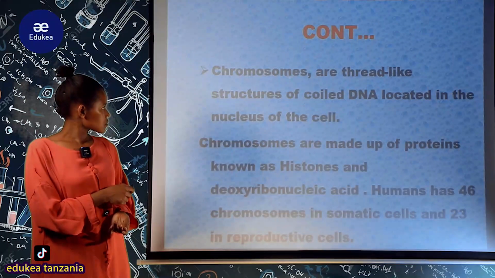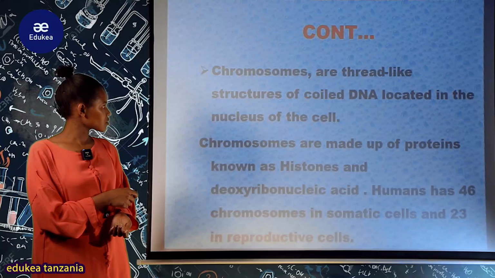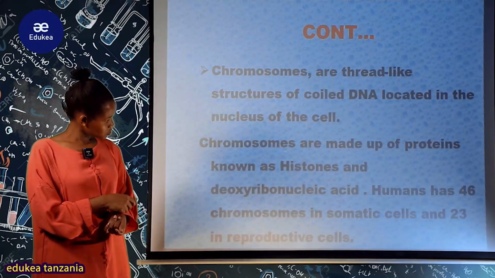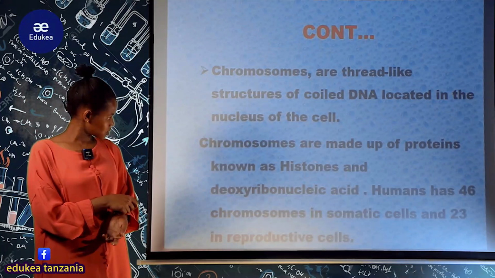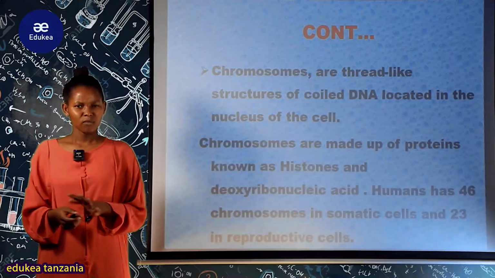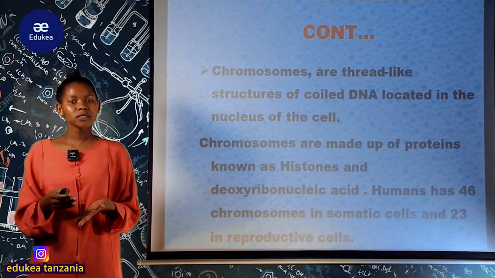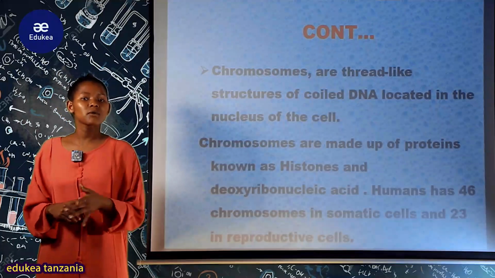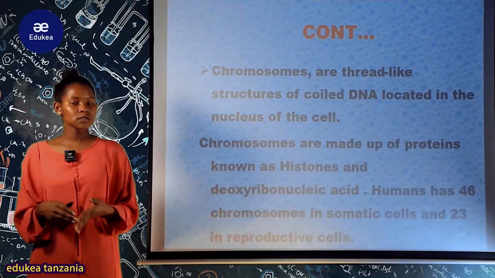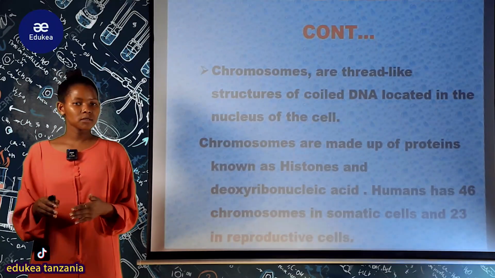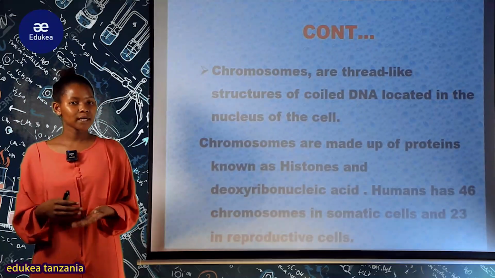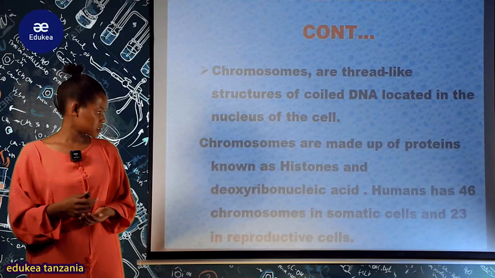Another term is chromosomes, which are 3D-like structures of coiled DNA located in the nucleus of the cell. Chromosomes are made up of proteins known as histones and deoxyribonucleic acid. Tunapozungumzia chromosomes ziko in 3D-like, ziko kama nyuzi lakini zinakuwa located in the nucleus of the cell. And within the chromosomes tunapata kitu inaitwa histones na tunapata deoxyribonucleic acid, ama kwa kifupi tunaita DNA, na tutaenda kuangalia meanings zake kwa undani zaidi.